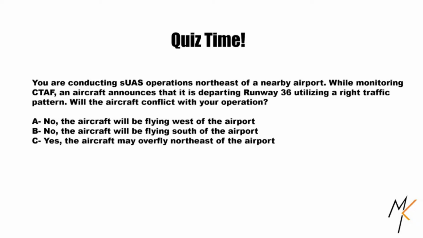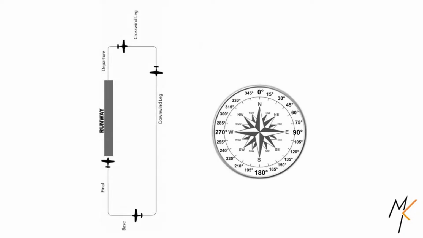Here's the next one. You are conducting small UAS operations northeast of a nearby airport. While monitoring CTAF, an aircraft announces it's departing runway 36, utilizing a right traffic pattern. Will the aircraft conflict with your operation? So let's talk about it for a minute.